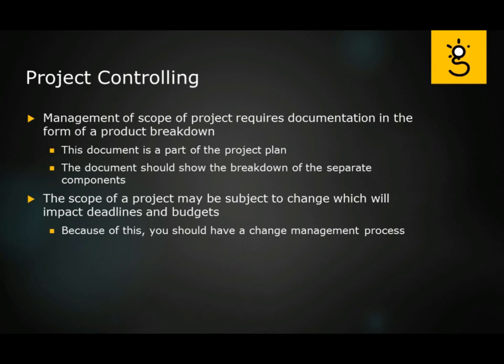As we look at the management of the scope of a project, it does require documentation, and it should be in the form of a product breakdown. Now, the document is going to be a part of the project plan, and it should show the breakdown of all of the different components. The scope of a project can be subject to change, and if it does, that's going to certainly impact the original deadlines and potentially the original budget.